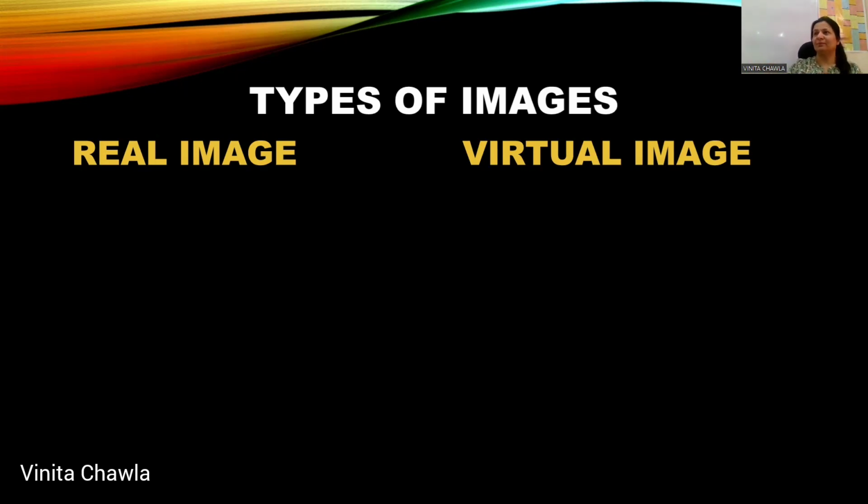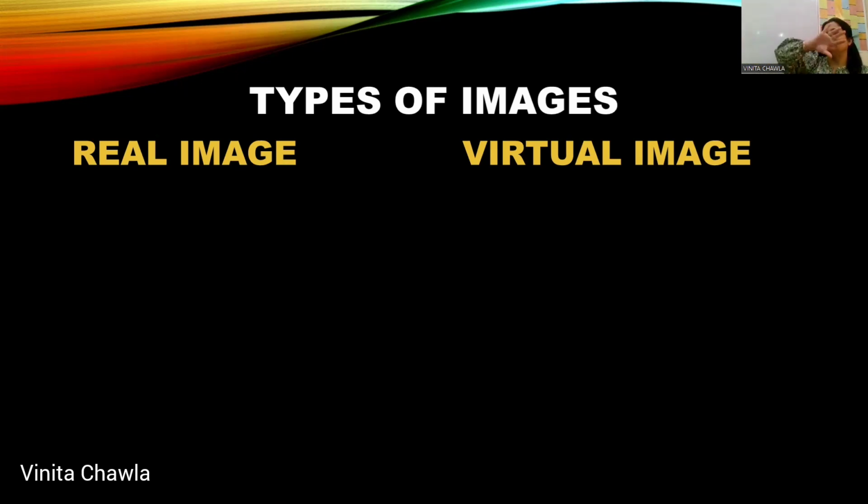So real images are always inverted, and we always need a screen to see a real image. The image in a mirror is a virtual image, because we do not need a screen to see our image in the mirror. It is formed in the mirror. But where we need a screen is the real image. For example, when we go to a cinema hall, we have a screen there.